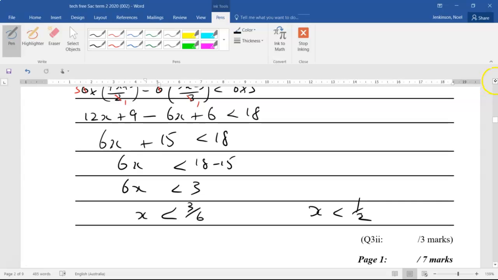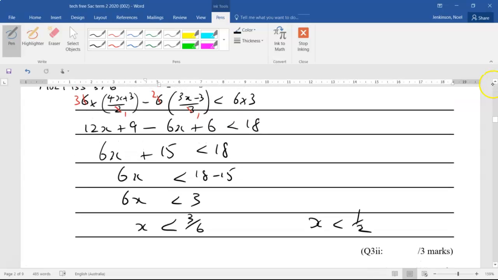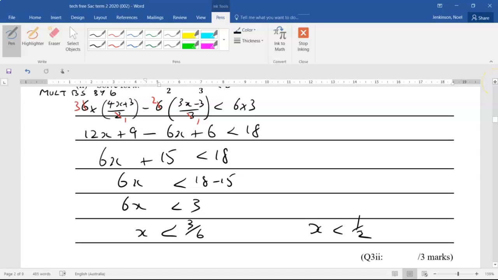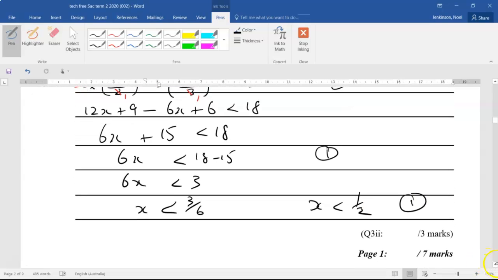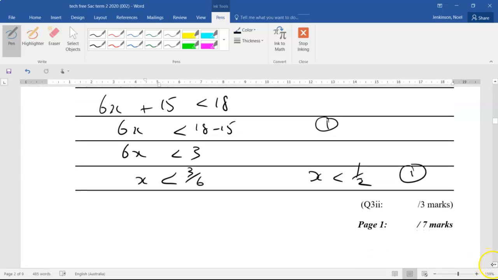I did it with all the steps and just used brackets to make sure, and the technique I used was multiply both sides by 6, everything on both sides by 6. You would get 1 mark for getting rid of the denominators in those fractions. You would get 1 mark for probably grouping the x's and the numbers on different sides, and 1 mark for the final answer. There's your 3 marks. We would look for decent working. That's the end of the first page. I'll save that there.